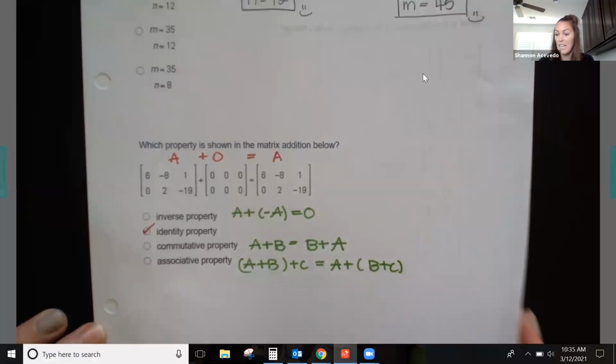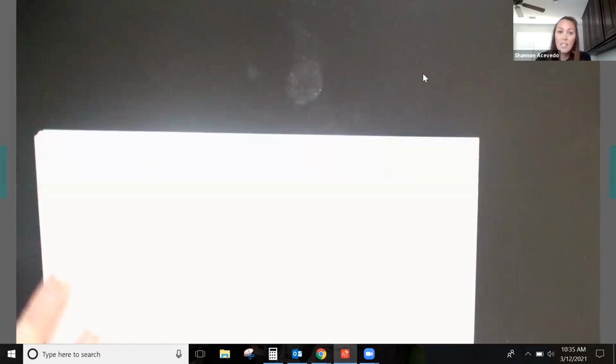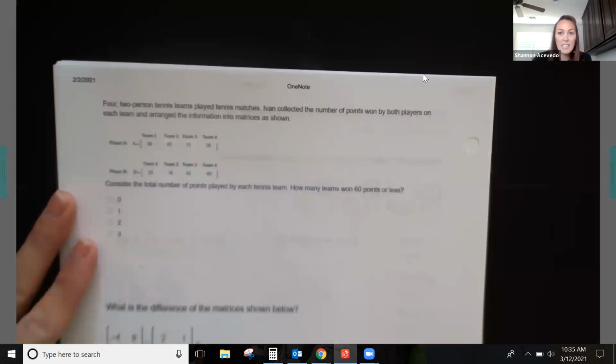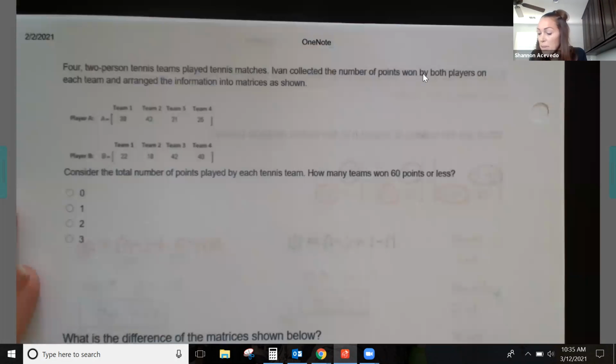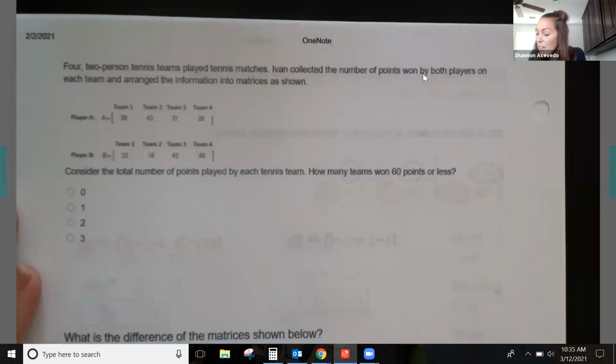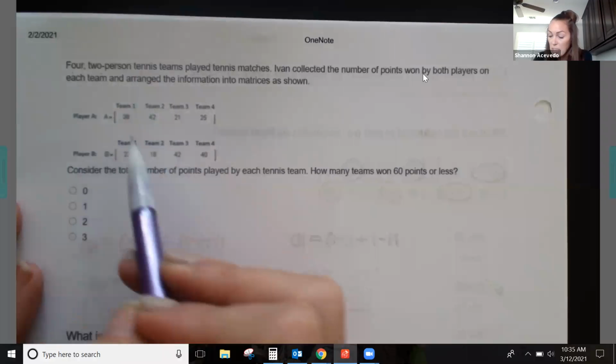All right, next one. Ooh, word problems. All right. So it says, let's get this so we can read it better, huh? 4 two-person tennis teams played tennis matches. Ivan collected the number of points won by both players on each team and arranged information into matrices as shown. So there are 4 two-person teams. So here are the 4 teams.